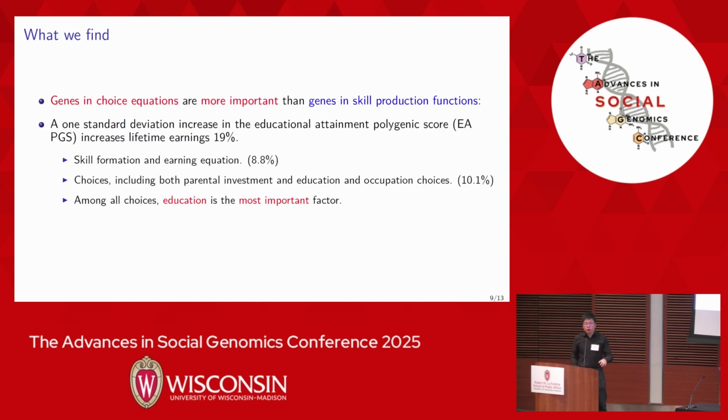Okay, so let me show you the first result we find. In terms of the total effect, we find that a 1 standard deviation increase in the EAPGS can contribute to an increase in lifetime earnings of 19%. This is actually a quite non-trivial number. In terms of the channel decomposition, within this 19%, we find that about 10% comes from the choices channels, like your sequential choices over the life cycle. Education essentially becomes the most important choice among all choices, which is not surprising because we are using the EAPGS.